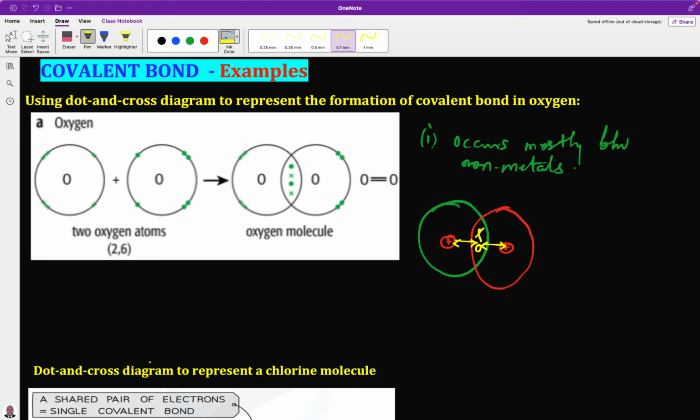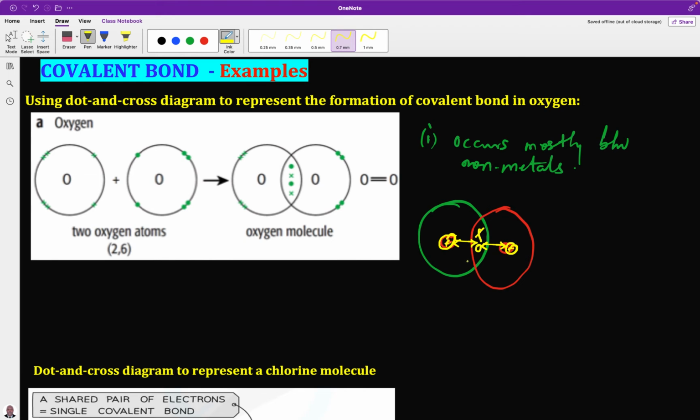This is an electrostatic force of attraction between the nuclei of 2 atoms and a shared pair of electrons. These are the nuclei of 2 atoms that are positively charged. So now, the force of attraction between the nuclei and the shared pair of electrons here is what we call the covalent bond.